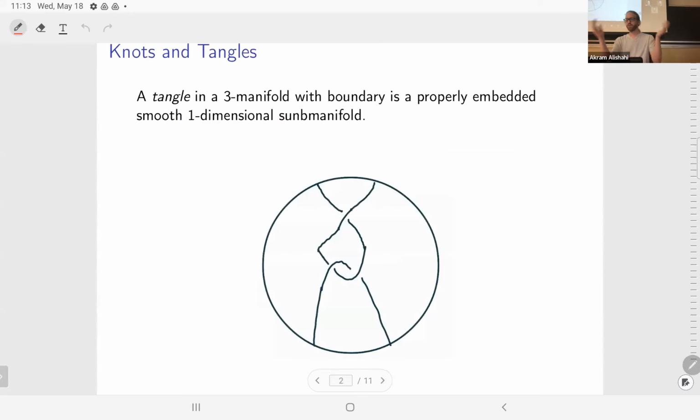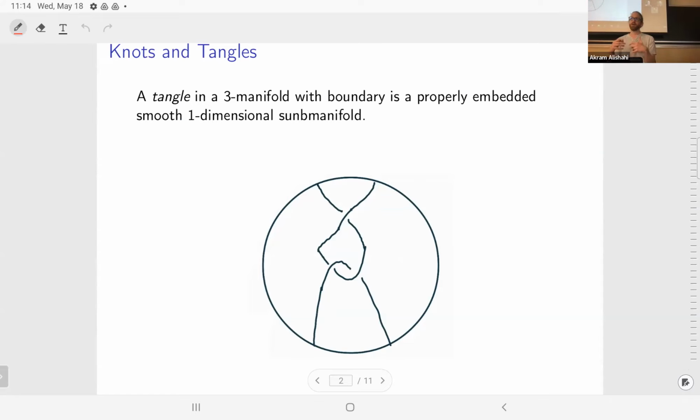Without further ado, we're talking about tangles. This has been a common theme this week. So just in case you don't know, given a 3-manifold with boundary, a tangle in that 3-manifold is a properly embedded, smooth, one-dimensional submanifold. A typical example is up on the screen behind me.